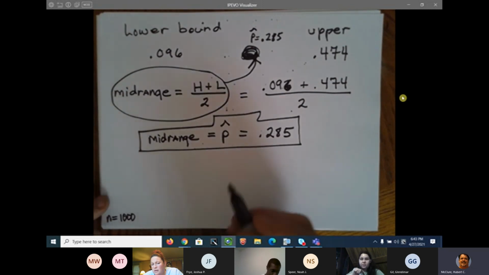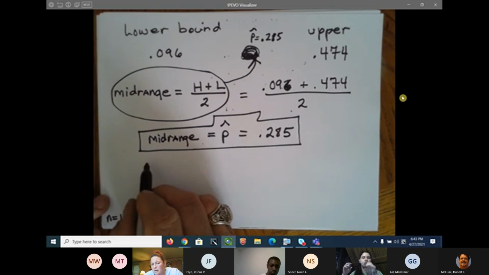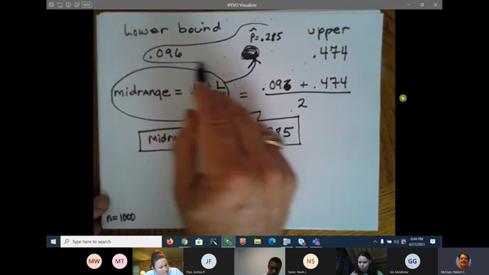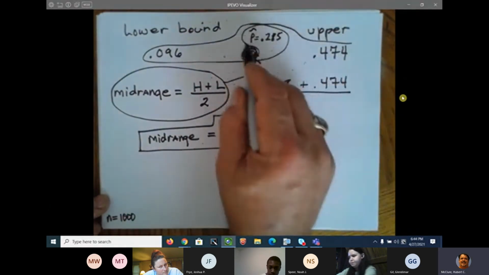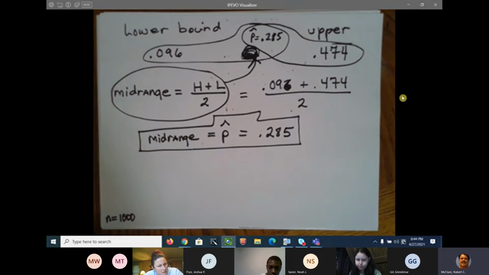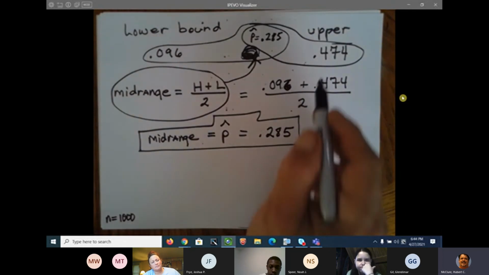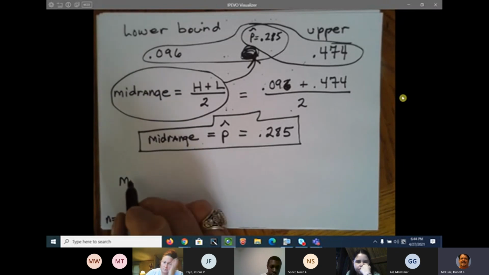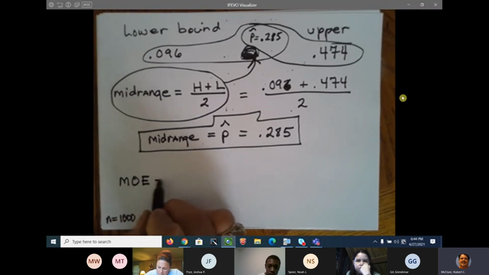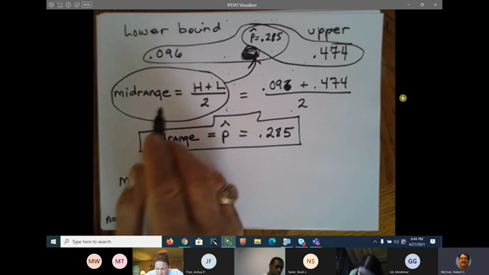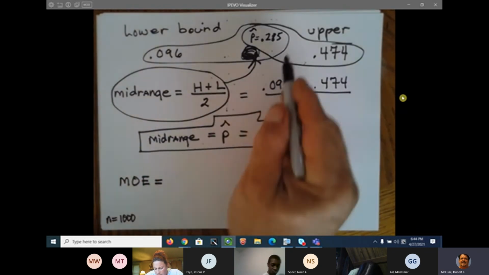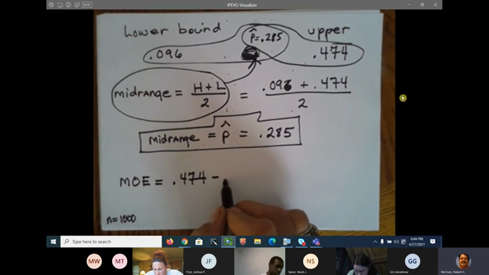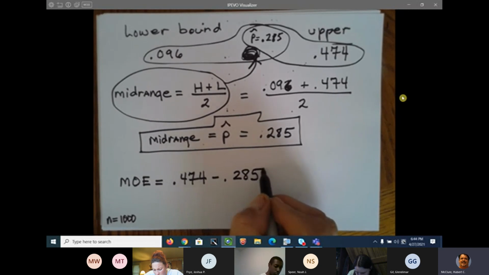So can somebody tell me how I can find my margin of error from here or from here? You can take your pick. Somebody tell me, how can I find my margin of error from these numbers? Add or subtract. Tell me which one you want to do. Okay, so I think subtraction would be easier. 0.474 minus 0.285. Somebody do that one.